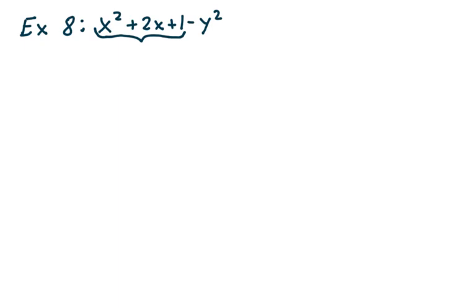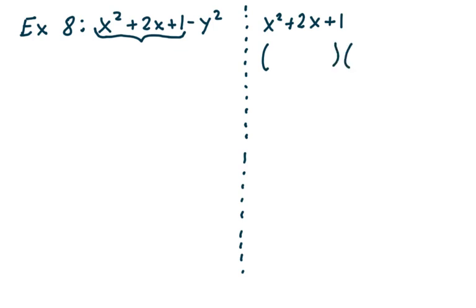The first 3 terms represent a perfect square. Now, if it's too much to look at it over here, I would suggest you create something called side work, right? So what I need to do is be able to factor the first 3 terms. So I'm going to take x squared plus 2x plus 1, right? And I'm going to factor. And remember, to factor means to write as a product.